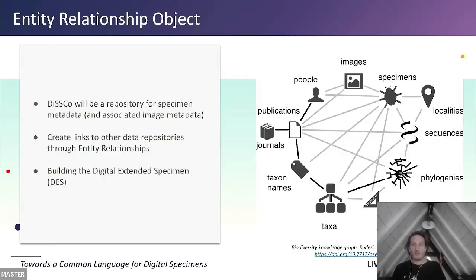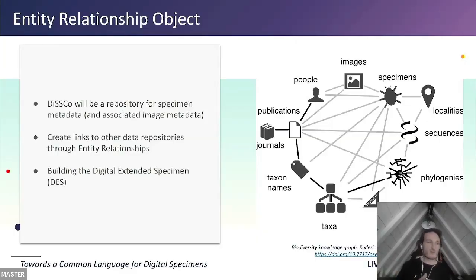Entity relationships. I think it's important here to stress that DISCO will only be a repository for specimen metadata and the associated images. We don't want to store information about sequences or about people. There are good repositories for those. So as a specimen repository, we want to create this graph, this biodiversity knowledge graph published here by Roger Page, where DISCO will take care of the specimen, and we will then create links to other infrastructures, be it ENA for the sequences, or BOLD for barcodes.